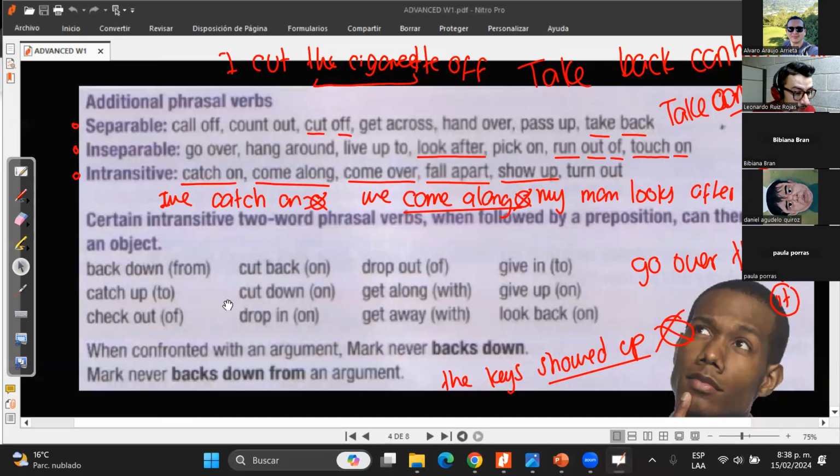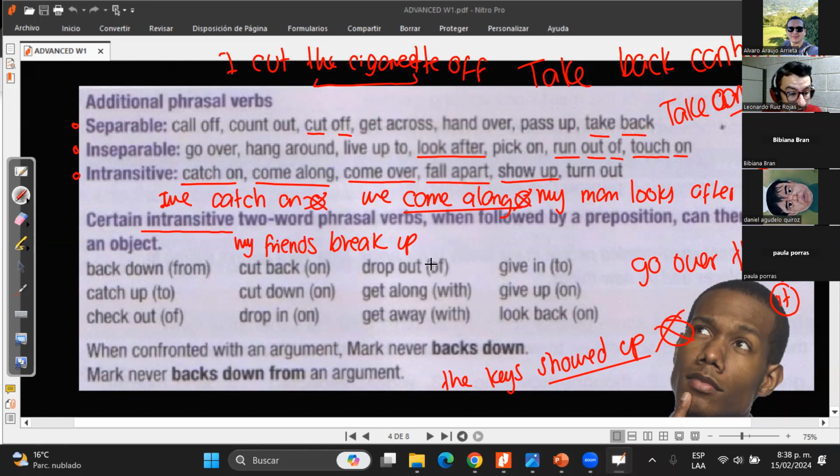So, the last part, it says that some intransitive verbs, for example, break up, lo vimos ahorita, right? Break up normalmente es intransitive, o sea que es intransitivo, no tiene objeto. Dice we break up o my friends break up, mis amigos terminaron, my friends break up, ¿cierto?